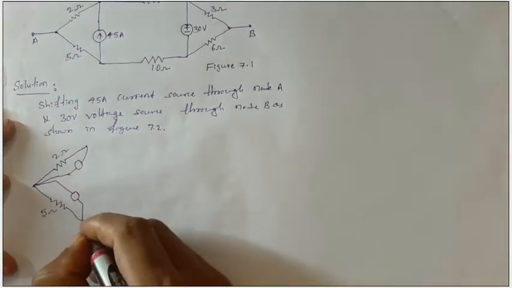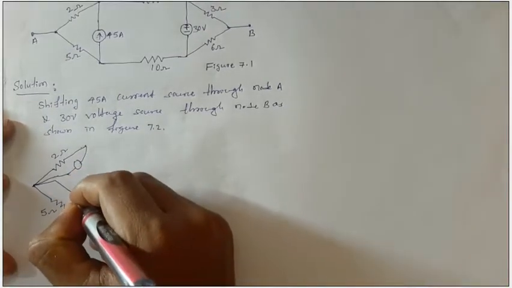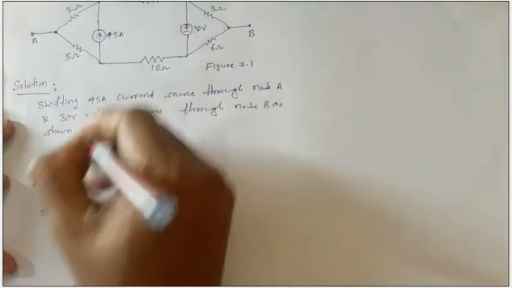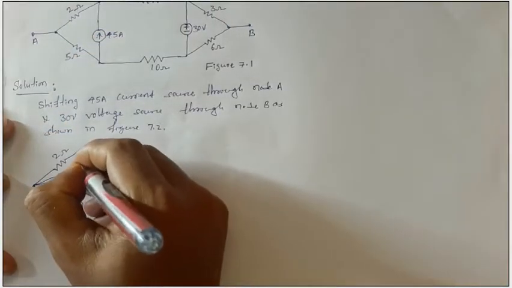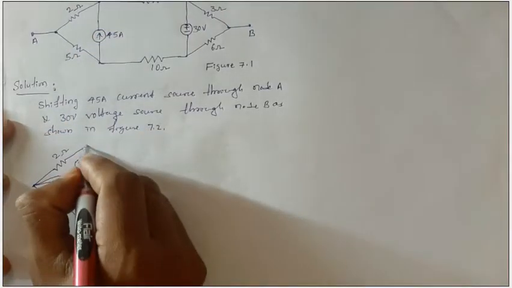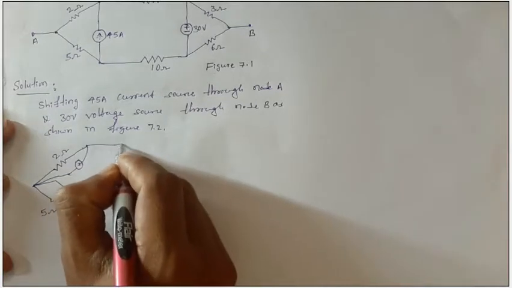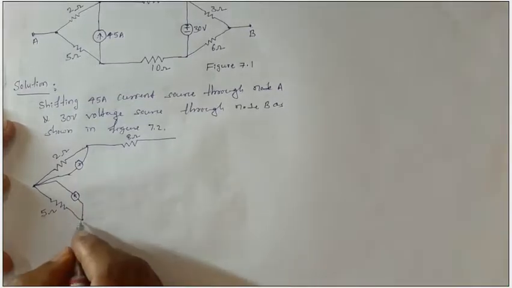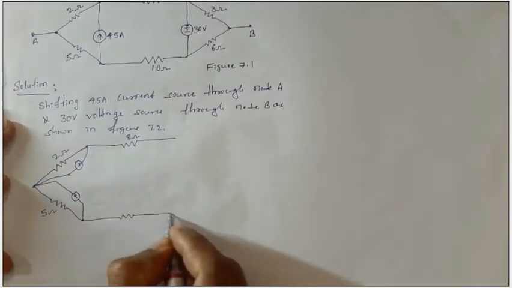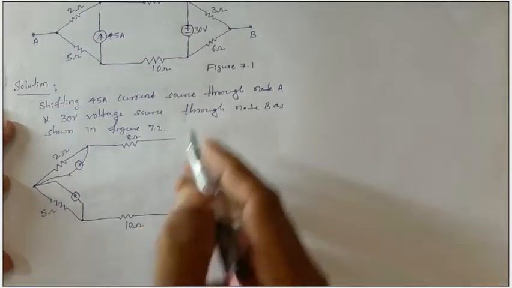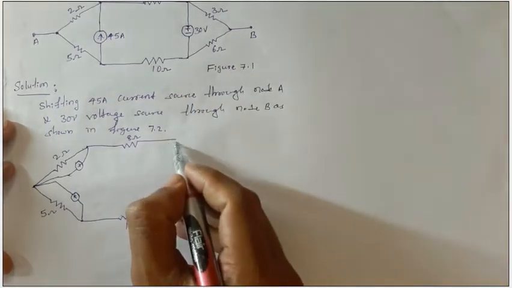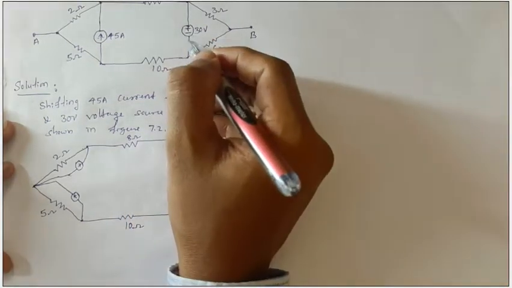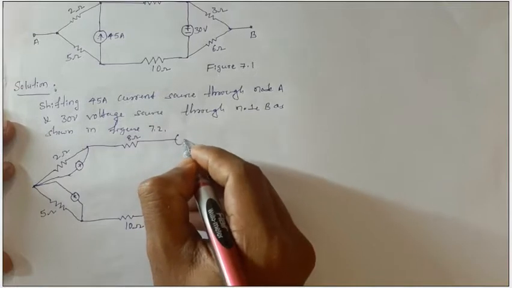Because it is leaving this node, the direction of current will be like this, and because it is entering here, this is the direction. And here we have an 8 ohm resistor and below a 10 ohm resistor. Similarly, I am going to shift this particular voltage source through node N.